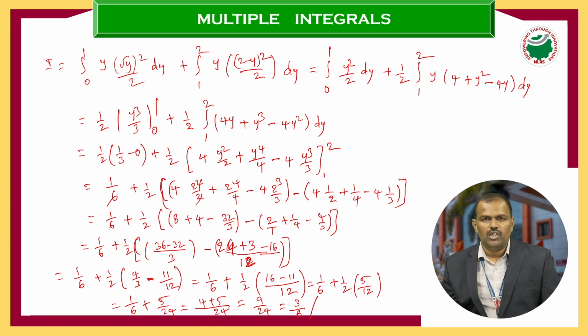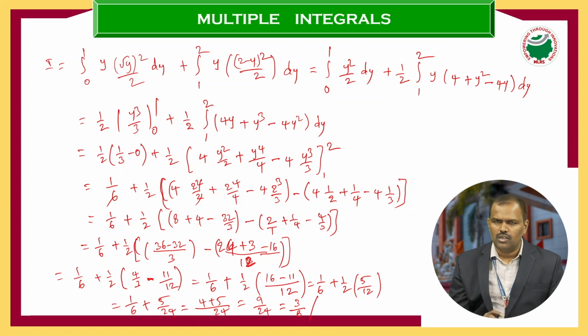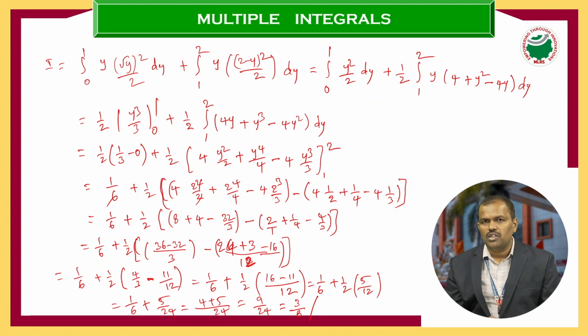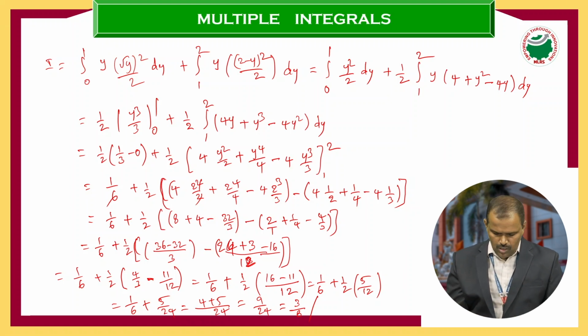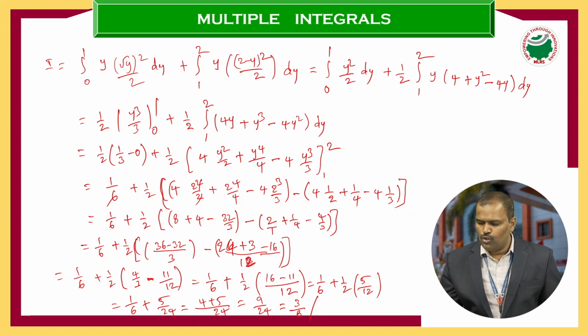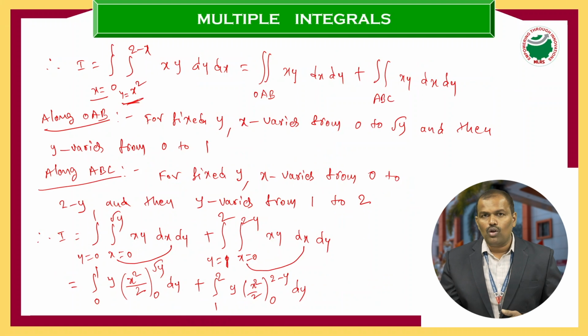This is the way of evaluating integrals. This mathematical part anyone can do easily. The important thing is how to identify the limits after changing the order of integration. Before changing the order of integration, what are the limits? After changing the order of integration, what are the limits? Before changing, we have to identify what are the y limits and what are the x limits. After changing, sometimes it can be split into two regions, sometimes a uniform region.